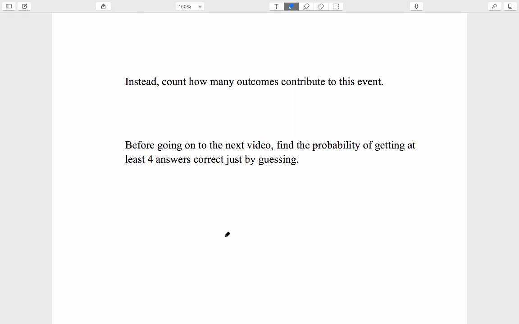Before going on to the next video, find the probability of our event, that is, of getting at least 4 answers correct by guessing on this true-false exam with 5 questions total, and do it by writing out all the words that contribute to this event. For example, we already know that RRRRR contributes towards this event. This is the one way of getting a perfect score. Think of what all the words are that have 4 right and only 1 wrong, and then think what that tells us about the probability of getting at least 4 correct on the exam just by guessing.